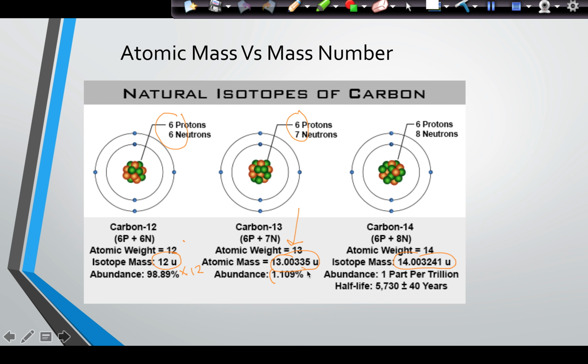So you do percent abundance times the atomic mass of the isotopes. Percent abundance times the atomic mass or the isotope mass. And when we add those 3 results together, we get the atomic mass that's found on the periodic table. Remember that the atomic mass on the periodic table is an average that takes into account the percent abundances and the isotope mass of the naturally occurring isotopes.